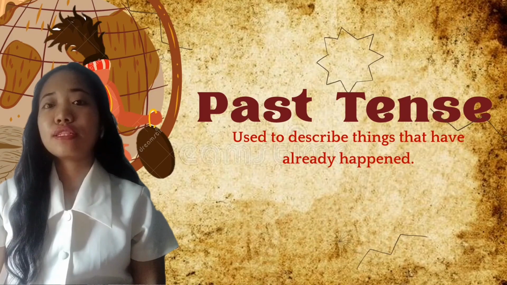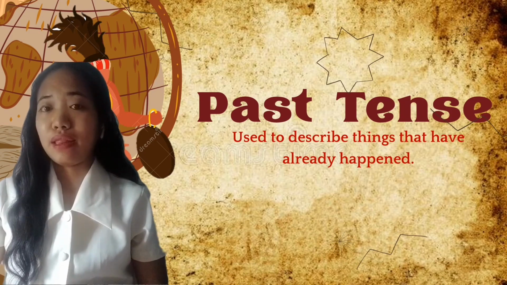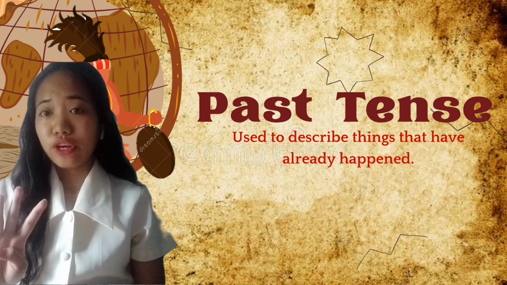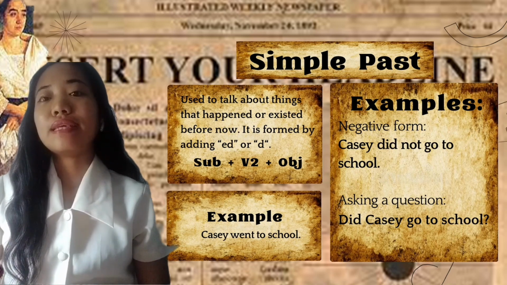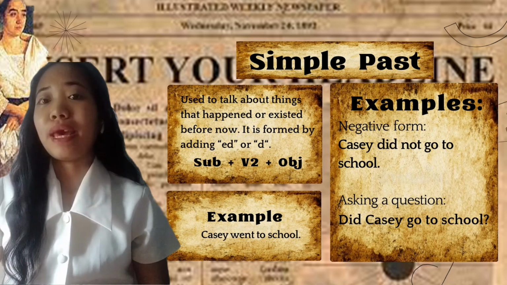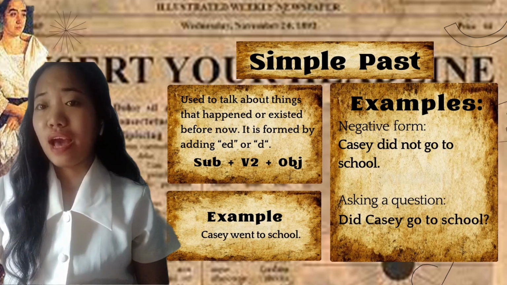Now, let's move to the past tense. It is used to describe things that have already happened. Each type consists of four. The first type is the simple past. It is a verb tense that is used to talk about things that happened or existed before now.